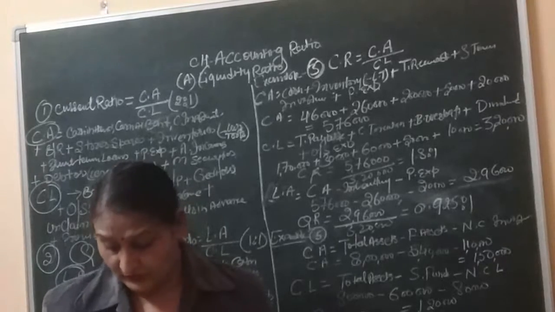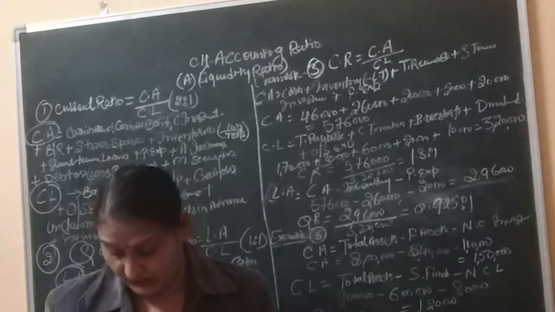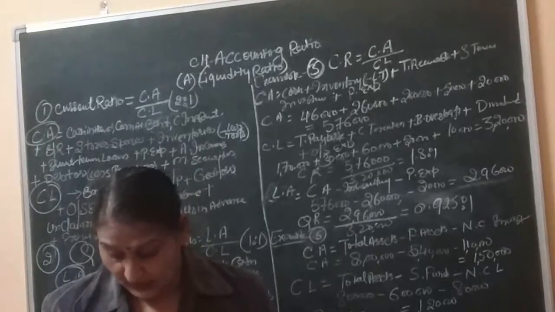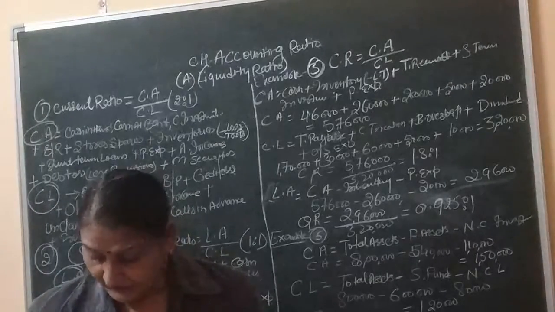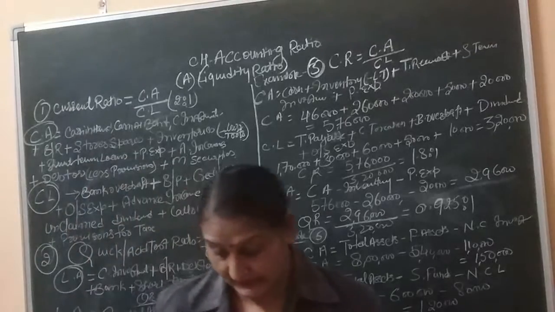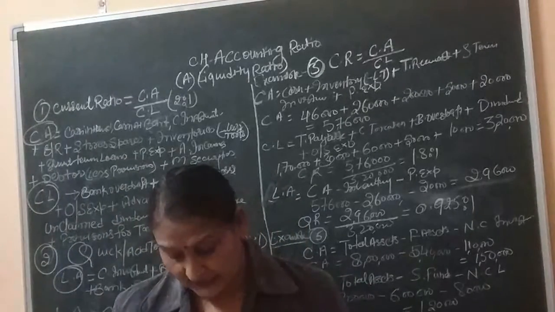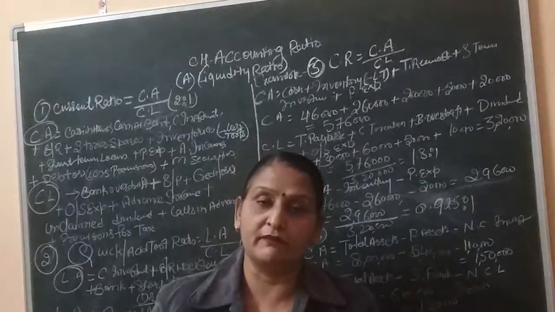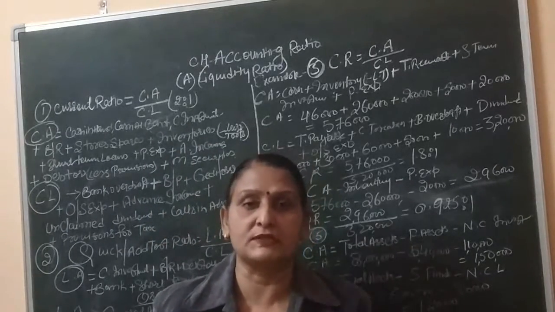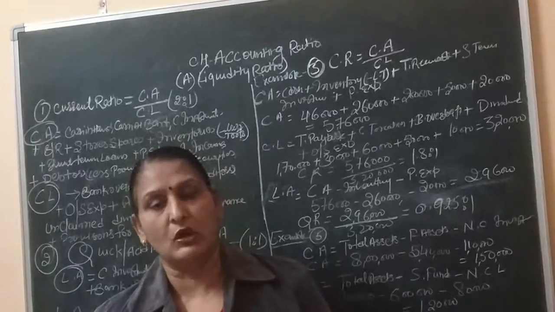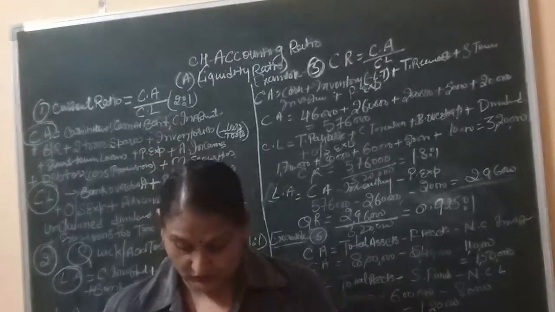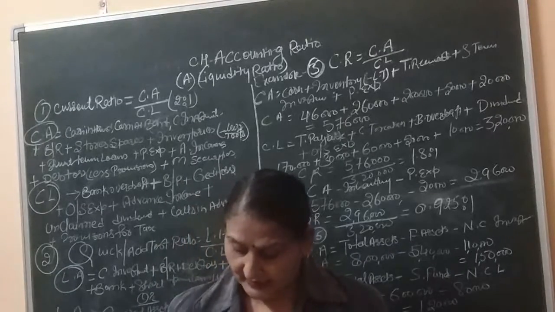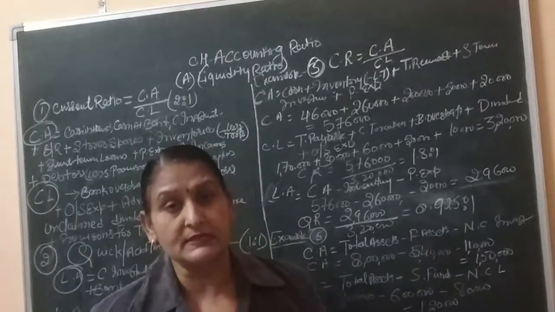So, first of all, students, the meaning of accounting ratio. What do you mean by accounting ratio? Accounting ratio means the relationship between two figures expressed in arithmetical term called ratio. The relationship between two figures which are expressed in arithmetical term is known as the accounting ratio, and ratio can be expressed in the percentage, in times, right?